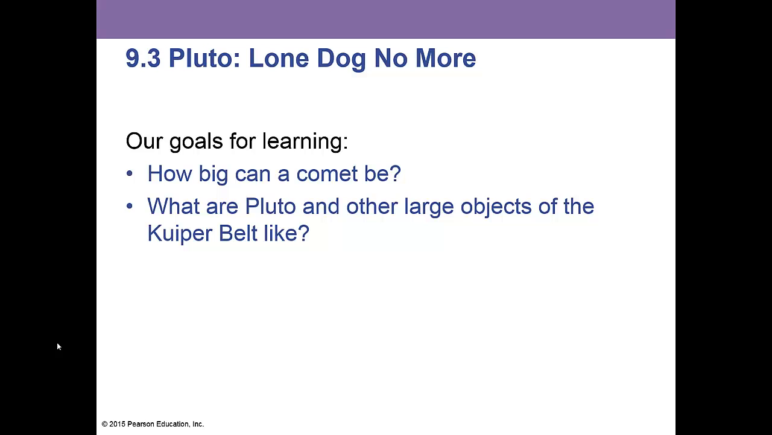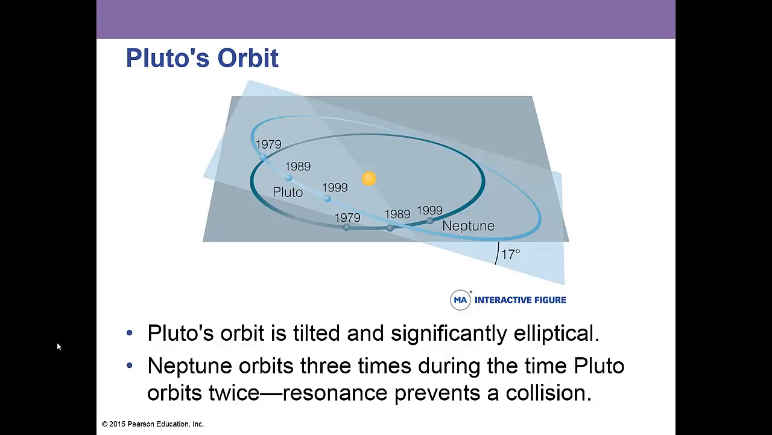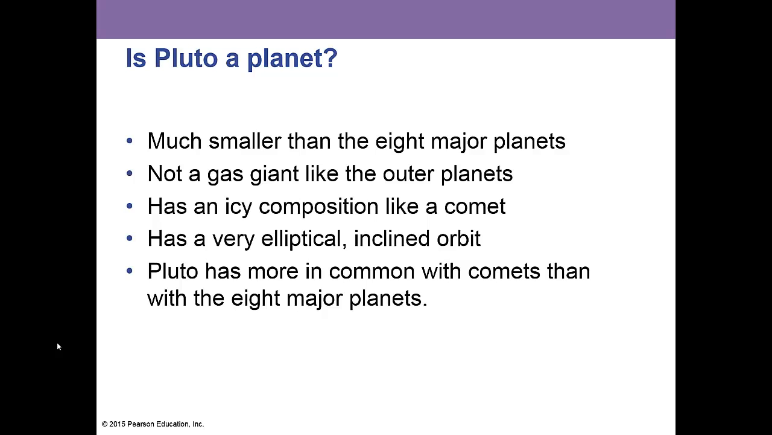Now let's go to a little more controversial topic on Pluto. How big can a comet be, and what are Pluto and other large objects in the Kuiper Belt like? Pluto's orbit is tilted and significantly elliptical. Neptune orbits 3 times during the time Pluto orbits twice, and this resonance prevents any kind of collision. The big question is, is Pluto a planet? This lecture is being recorded in March of 2015, and in a few months we're going to fly by Pluto with the New Horizons spacecraft. We'll learn a lot about that.